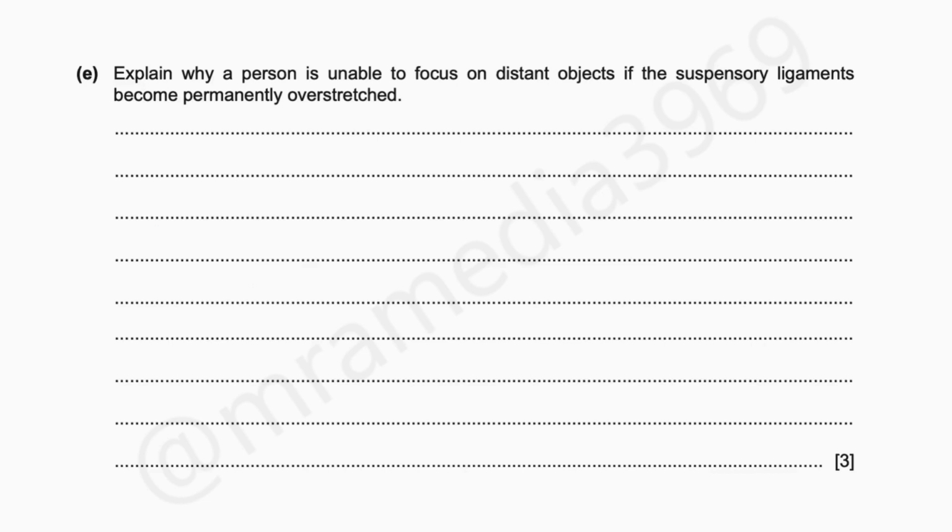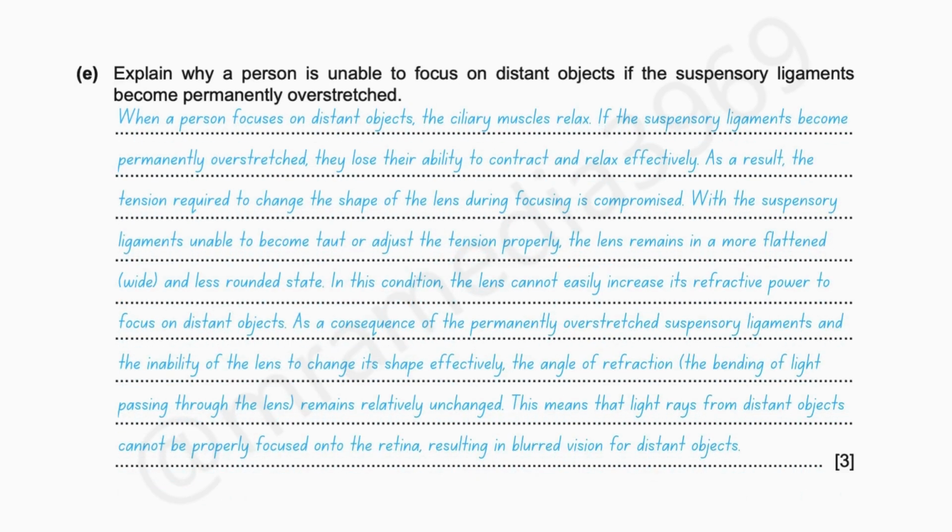Explain why a person is unable to focus on distant objects if the suspensory ligaments become permanently overstretched. When a person focuses on distant objects, the ciliary muscles relax. If the suspensory ligaments become permanently overstretched, they lose their ability to contract and relax effectively. As a result, the tension required to change the shape of the lens during focusing is compromised. With the suspensory ligaments unable to become taut or adjust the tension properly, the lens remains in a more flattened, wide, and less rounded state.